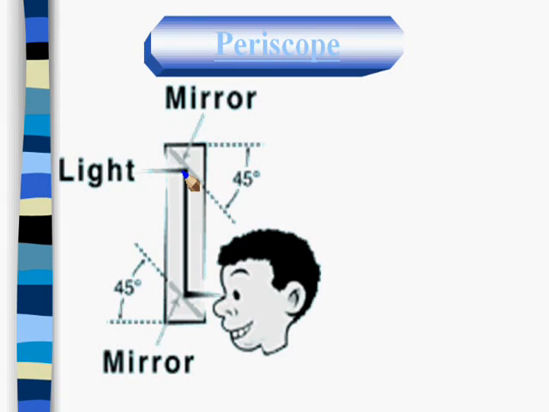This is the normal, this angle is 45 degrees, as well as this angle is 45 degrees. The ray suffers a 90 degree change in its path, and then here again it suffers a 90 degree change in its path, and the person can observe the object standing here at some depth. And that's why the periscope has some advantages.